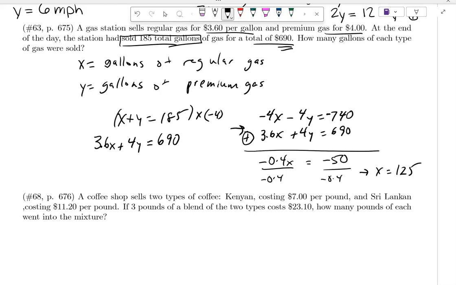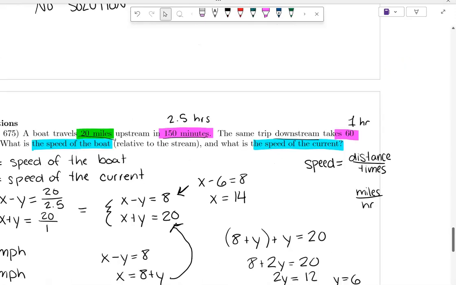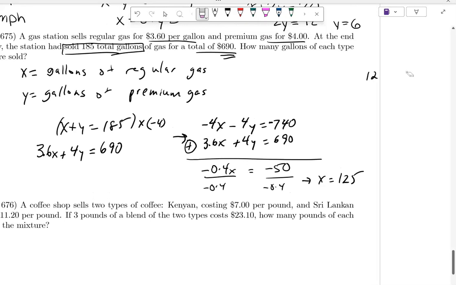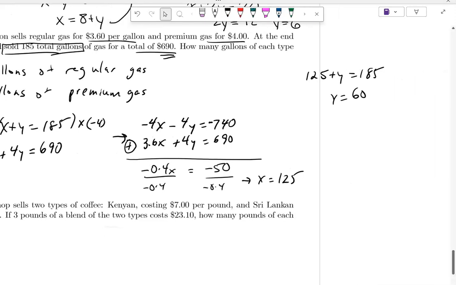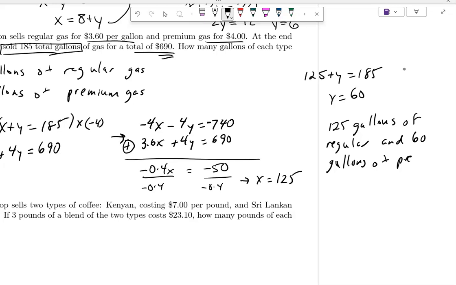The first one, right? So if we substitute that into the first equation, you'd have 125 plus y equals 185, so y will be 60. Okay, so we have 125 gallons of regular gas sold and 60 gallons of premium sold.